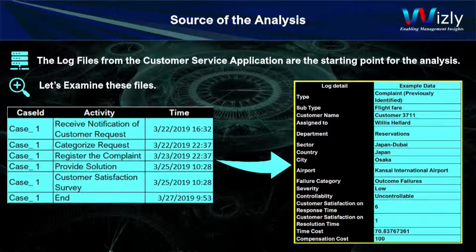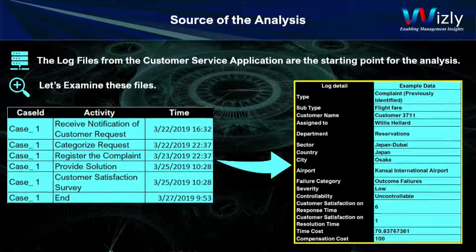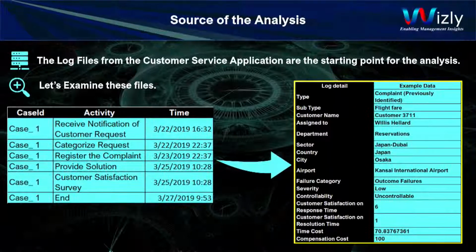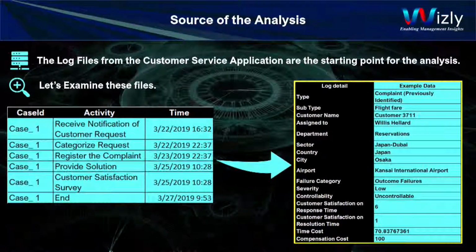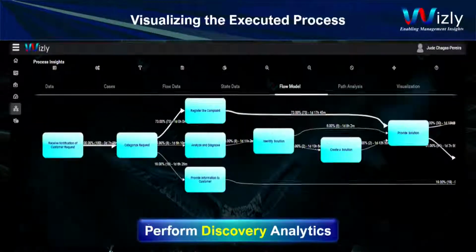Of course, the source of all these analyses is the actual truth, so the log files which have the workflow stages, and then of course the case attributes. So we look a lot into the case attributes as we go forward. So the first step is to actually visualize the executed process to perform what we call the discovery analysis, and this gives you the real state of the process diagram.